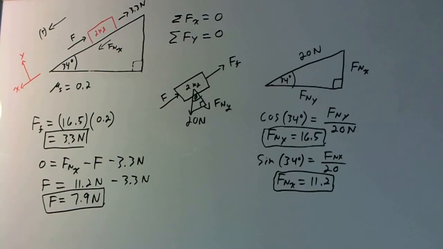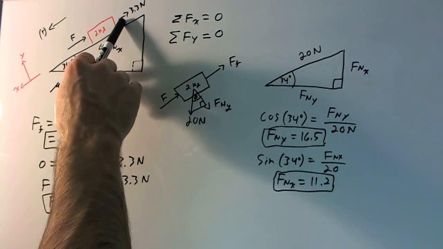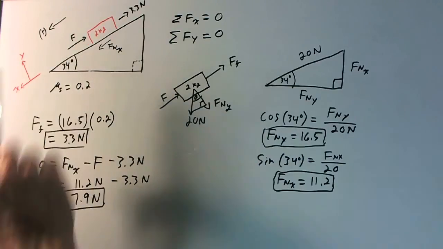So the problem states, if you can't already tell, a 2 kilogram block rests on a 34-degree incline. If the coefficient of static friction is 0.2, how much additional force, F in this case, must be applied to keep the block from sliding down the plane? So we have a 2 kilogram block. We have a force of friction, and we have the force F that's required to keep this block from sliding down.